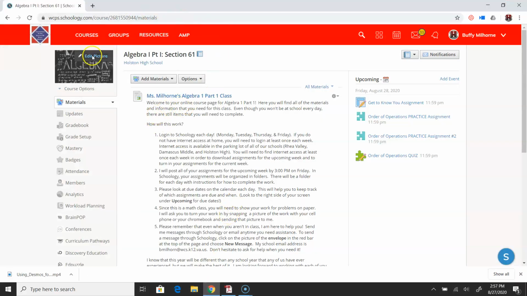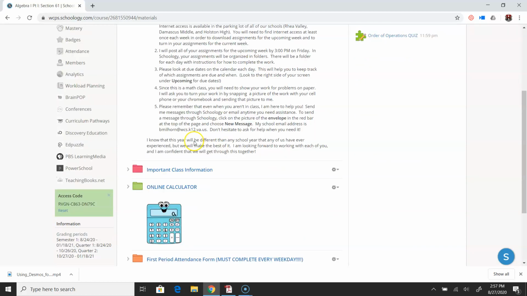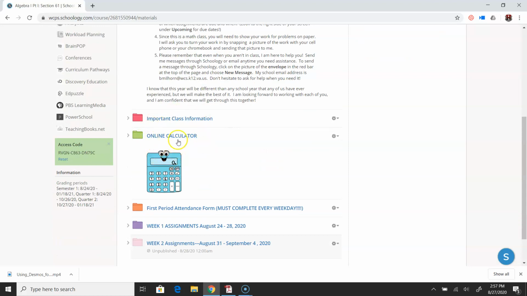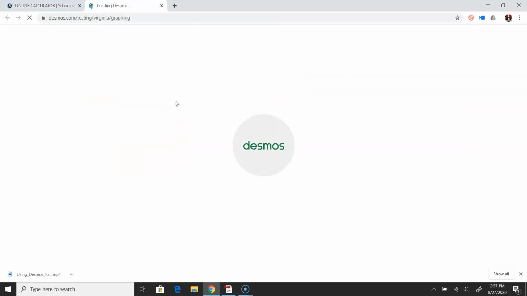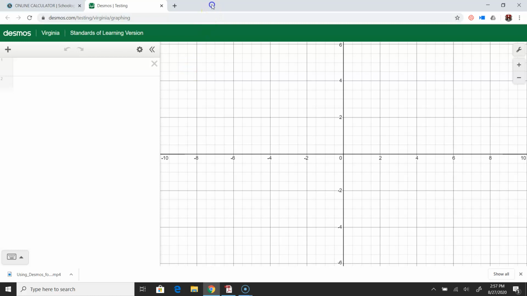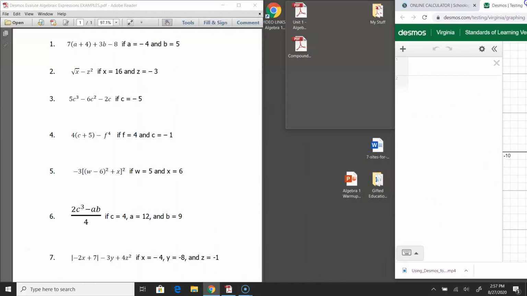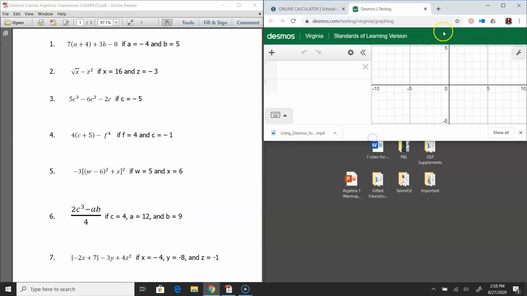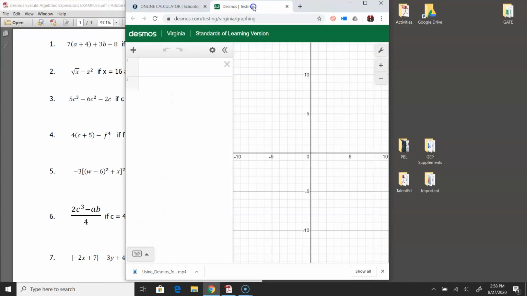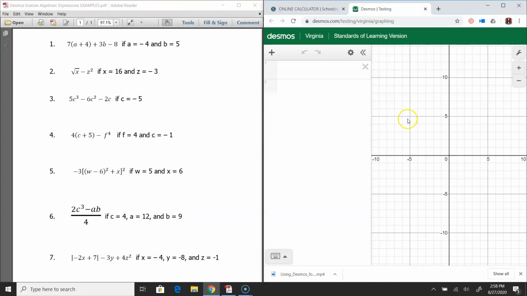And then the other place I'm going to go is to my Schoology page. So you'll need to open your assignment and open the Desmos calculator to do this. I'm going to go down on my Schoology page till I see Online Calculator. I'm going to click on the link to the Desmos calculator, and once it's open, I'm going to click and drag it to the other side of my screen all the way so that it fills up the other half. And you'll notice here that I'm going to have to, there we go, get this set just right.